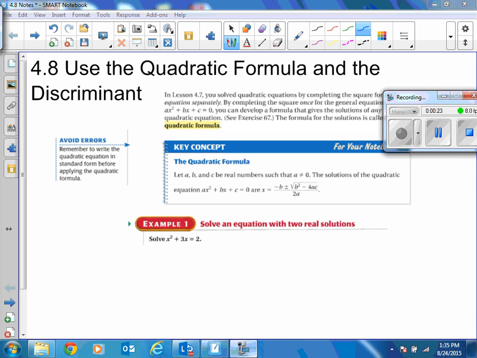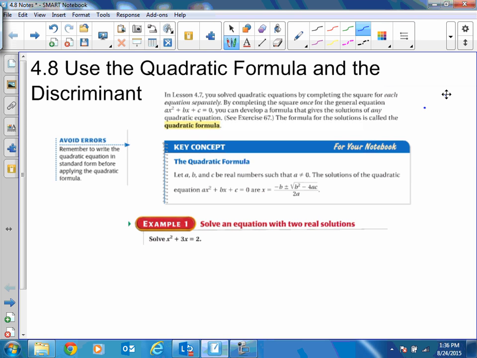So use that formula to solve a quadratic. The good thing about the quadratic formula is it will work every single time, no matter what. All the other ways we've learned have their drawbacks. Sometimes they're a little bit simpler than the quadratic formula, but this one always works no matter what. Okay, so first thing you gotta do is set it equal to 0.